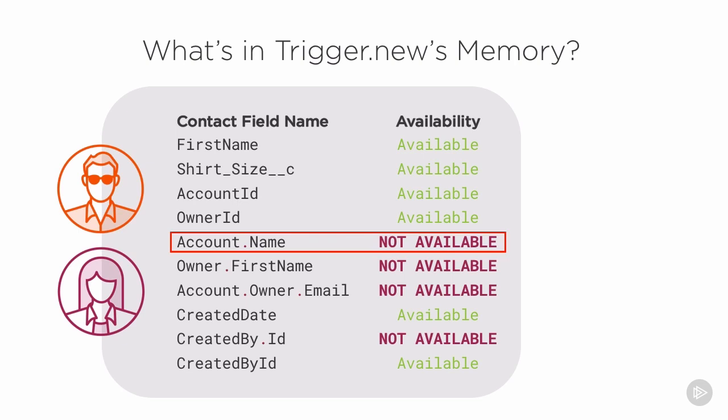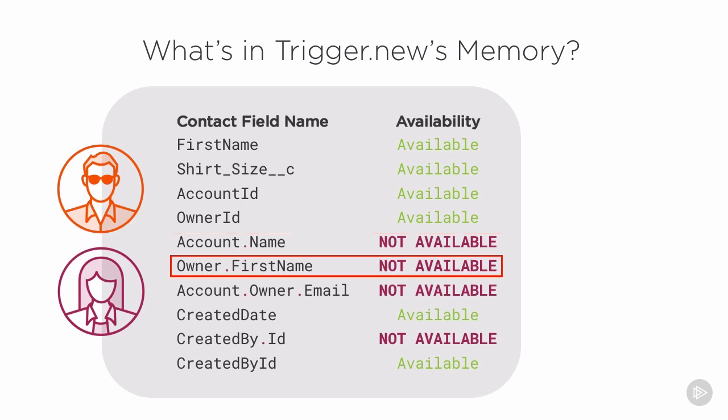Want our contact's account's name? Well, we can't access it. It's not that we don't have permission. It's just that Trigger.new doesn't have this data stored in its memory. That field exists on the account object, not on the contact object. Want our contact owner's first name? Again, not available. That field is on the user object.